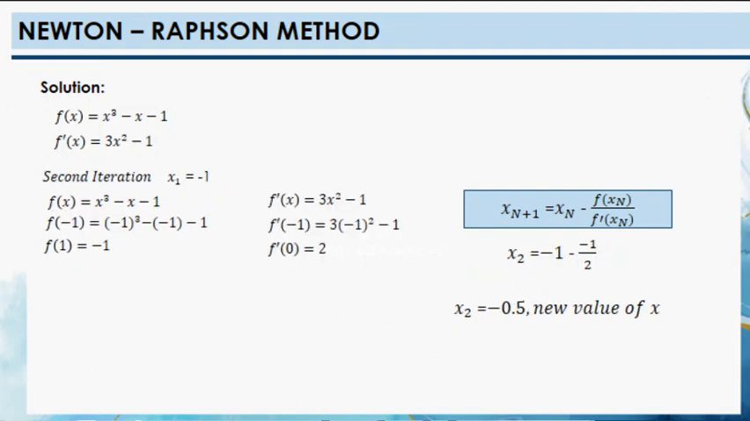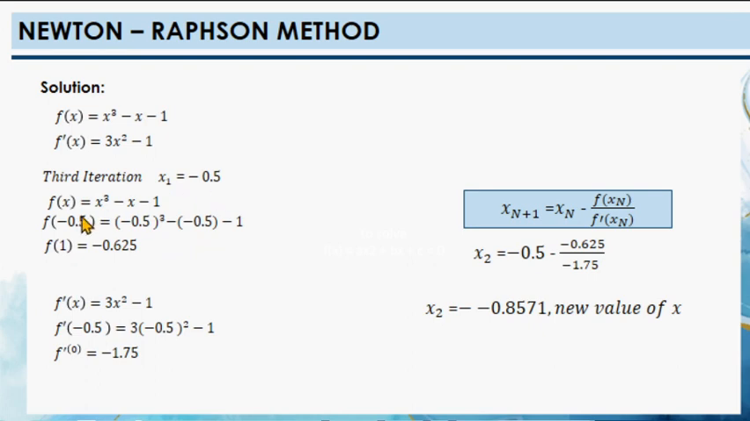We substitute the negative 0.5 into all the x's in our f of x and in all the x's in our f prime of x. From there, we can solve f of x sub n, which is negative 0.625, and f prime of x sub n, which is negative 1.75. So our x sub n, class, is negative 0.5. We perform this and get a new value of x, which is negative 0.8571.